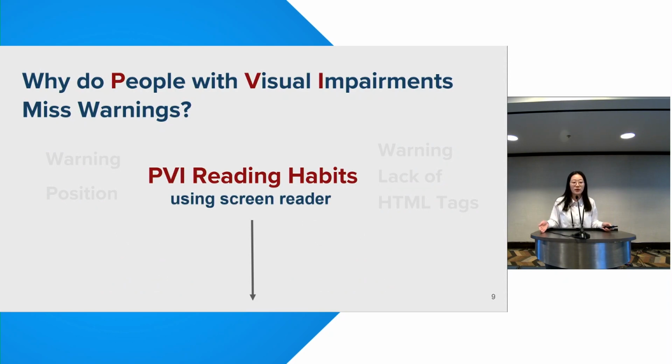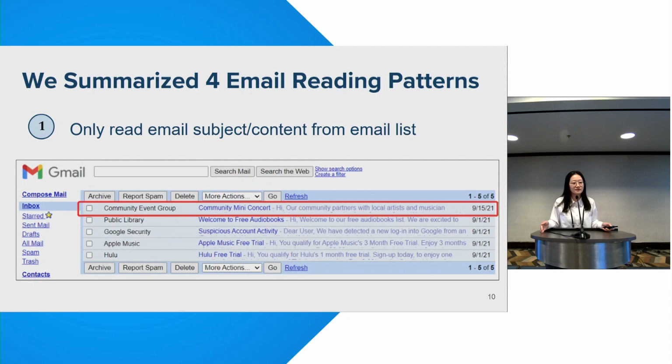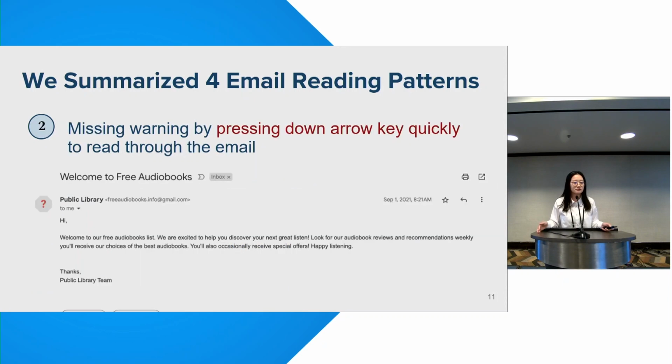By observing 41 participants, we have identified 4 distinct reading patterns when they're using screen reader. So firstly, individuals with visual impairments often read the subject and content of an email directly from the email list without actually clicking on the email and opening it. The email list is presented in a form format, so people with visual impairments found it easier to navigate instead of opening the email by itself. And the screen reader can read out the entire email from the list, but it does not read out warnings.